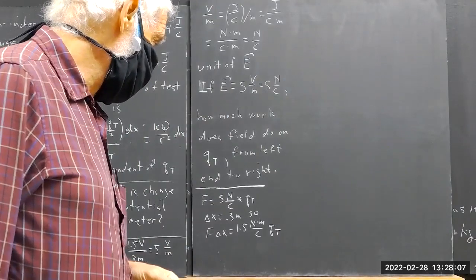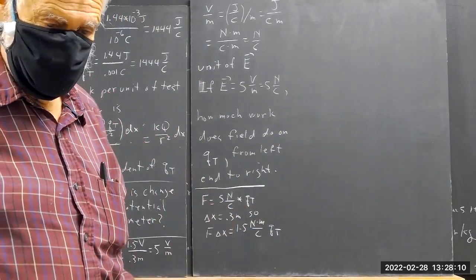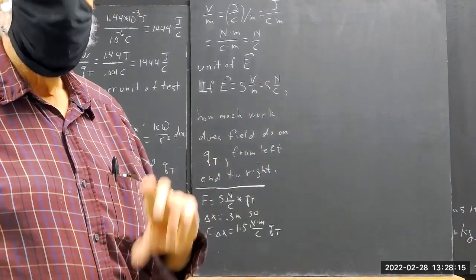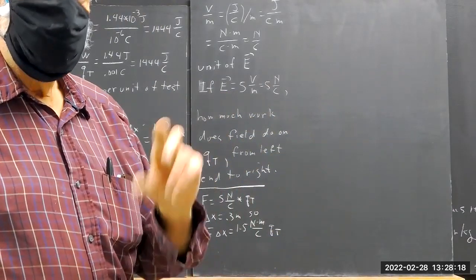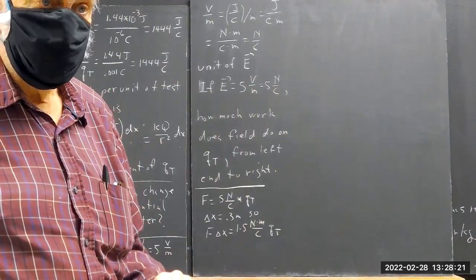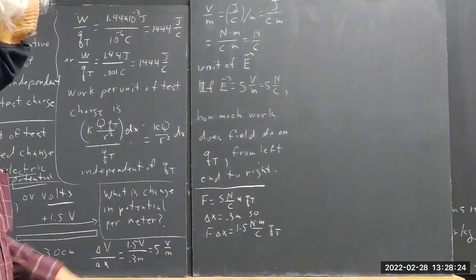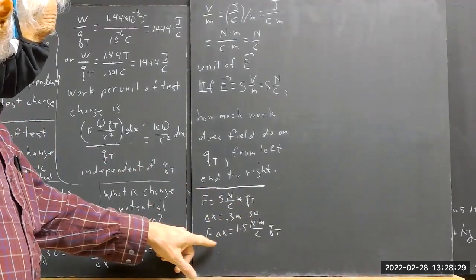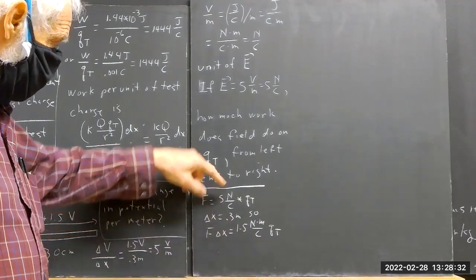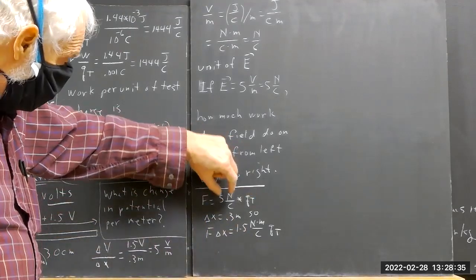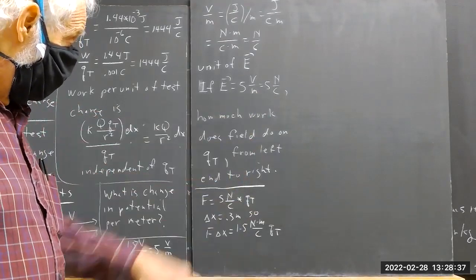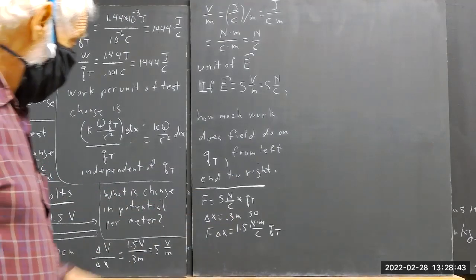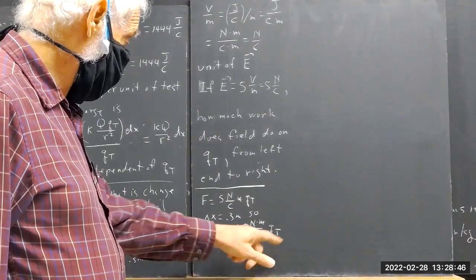So how many joules does that end up per coulomb? You end up with 1.5 times 10 to the negative 6 joules with a test charge of 10 to the negative 6 coulombs. It would give you 1.5 joules per coulomb. Calculating it in symbols, not putting any numbers in, here's your force: 5 newtons per coulomb, which is your electric field, times QT, with a delta X of 0.3 meters. And that comes out to 1.5 newton meters per coulomb times QT.